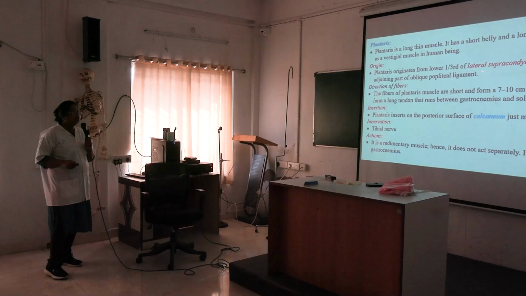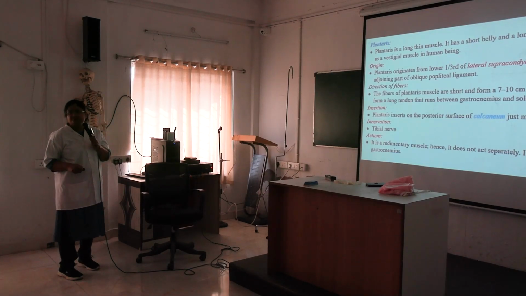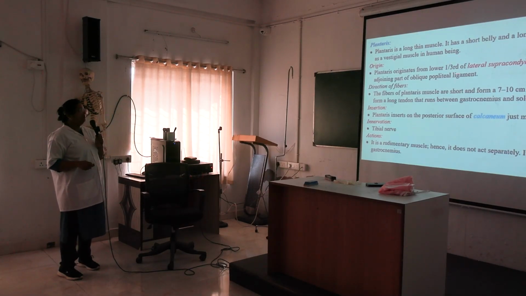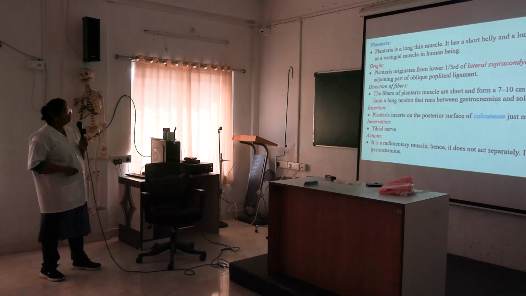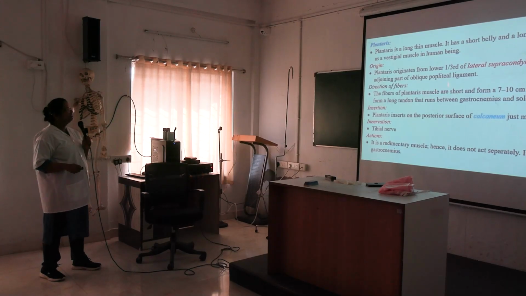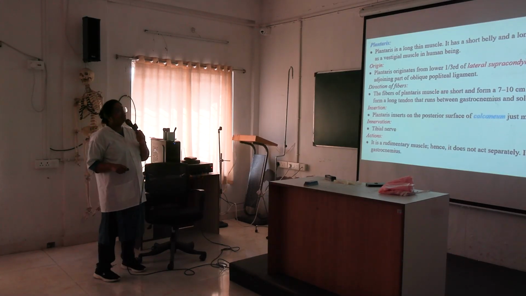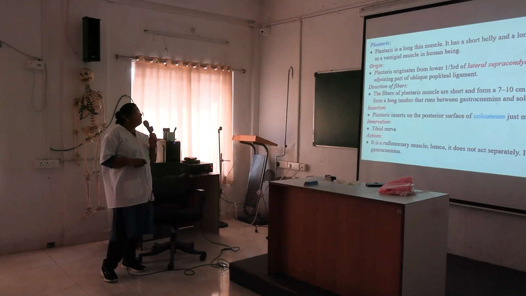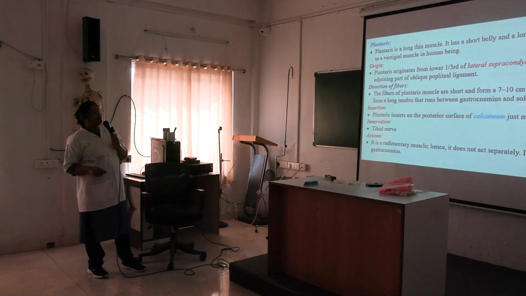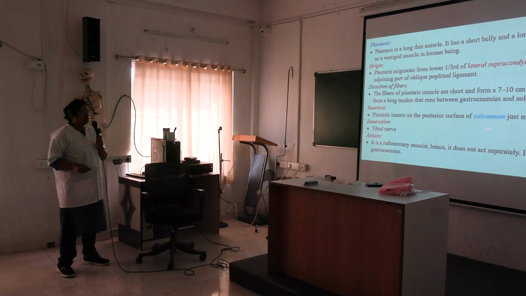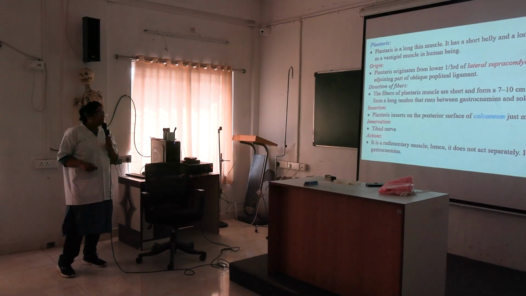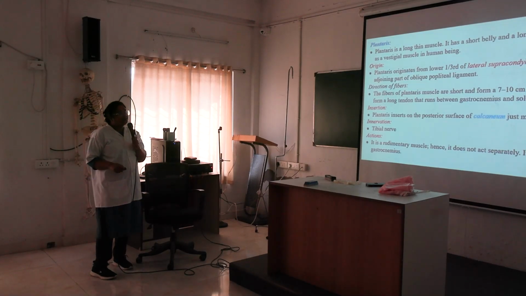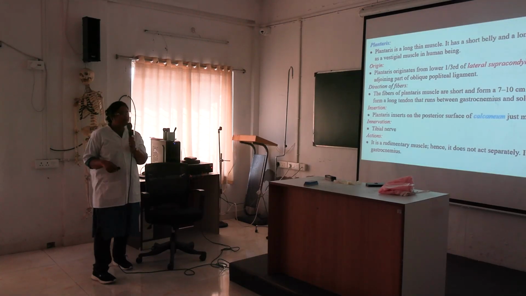It originates from the lower one third of the lateral supracondylar line of the femur and the adjoining part of the oblique popliteal ligament. Next, what is the direction of fibers? The fibers of plantaris muscle are short and form a 7 to 10 centimeter long fusiform belly, and they form a long tendon that runs between the gastrocnemius and soleus from the lateral to medial side and inserts on the posterior surface of the calcaneum just medial to the calcaneal tendon, the tendocalcaneus. This you remember: insertion is just medial to the tendocalcaneus.